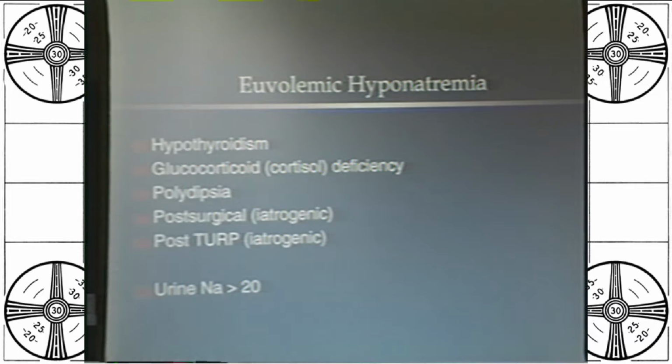Post-surgical, mainly because of hypotonic fluids that are given during surgery, but also there's some recent work that suggests there are differences in the way the kidney handles salt and water, even in the absence of being given hypotonic fluids, so that the people who are most susceptible to post-surgical hyponatremia are actually younger and middle-aged women who are going through surgery. And it can happen even when they're not given excess water. Post-TURP, or prostate resection, which is due to the hypotonic fluids that are sometimes used as irrigation for the prostate bed as the surgery is being done.